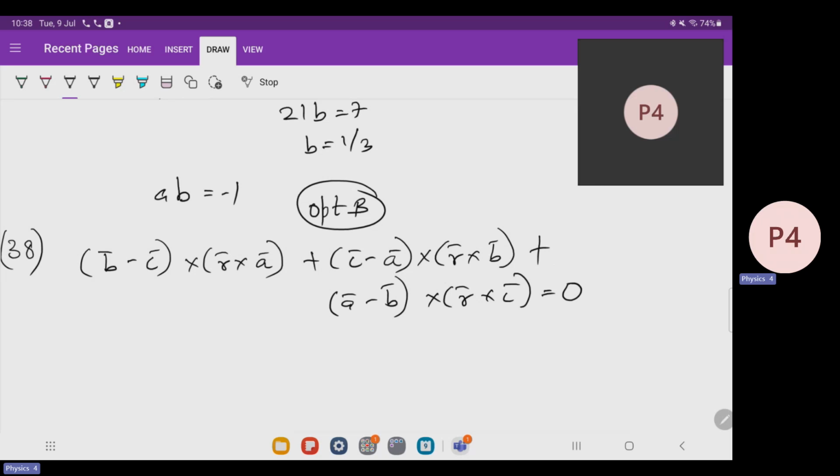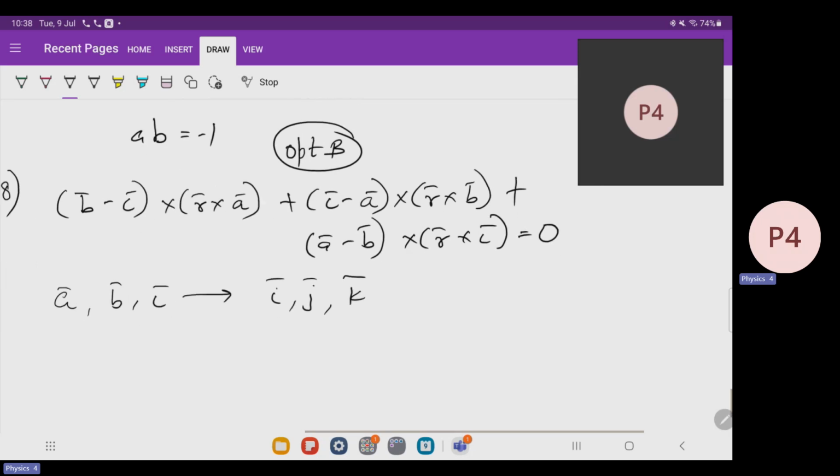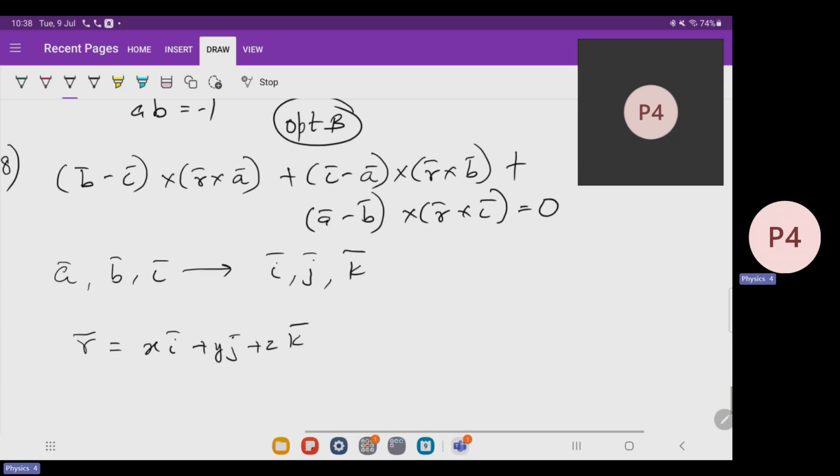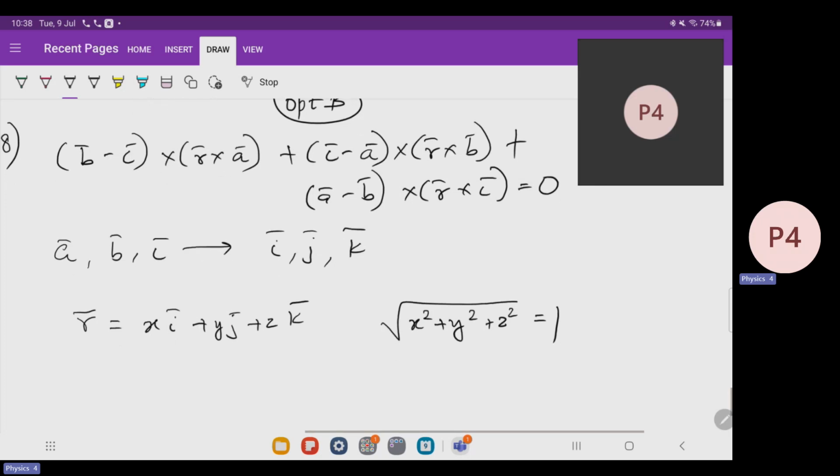So a bar, b bar, c bar are three mutually perpendicular unit vectors. So I'm going to take a, b, c as i, j, k. Let us assume them to be the basis vectors, and r bar is a unit vector. So we know r bar can be represented as a linear combination of the basis vectors i, j, k. Magnitude of r is 1, so x square plus y square plus z square is equal to 1. This we know. Now coming to the equation which they have given.